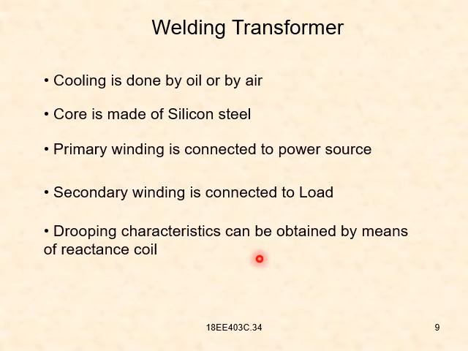And drooping characteristics can be obtained by means of a reactance coil. Please make a note of all these points. Cooling is done by oil or by air. The core is made of silicon steel, presently CRGO, cold rolled grain oriented. The primary winding is connected to the power supply. The secondary one is connected to the load wherever the job is done, and the drooping characteristics can be obtained by means of a reactance coil.